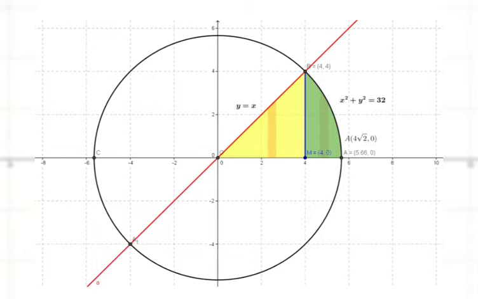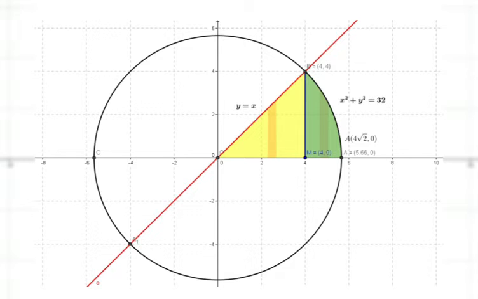So now let us learn some more problems to find out the areas under curves. On the screen you have a region colored in yellow and another region colored in green. These are the two regions, and we have to find out the areas of the two regions.